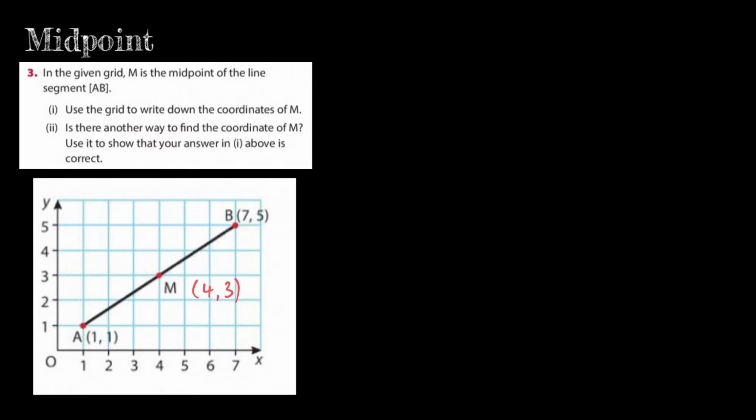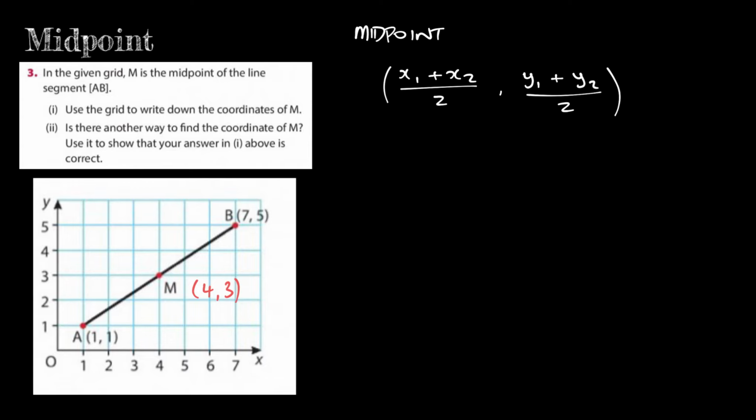Okay, so that's the first part done. The second part: is there another way to find the coordinates of M? And there is. The midpoint formula is going to be x1 plus x2 all divided by 2, comma, y1 plus y2 all divided by 2. It's an easy formula to remember. All we're doing is adding our x's, divided by 2, and adding our y's, divided by 2. So we're getting an average for the x's, an average for the y's.